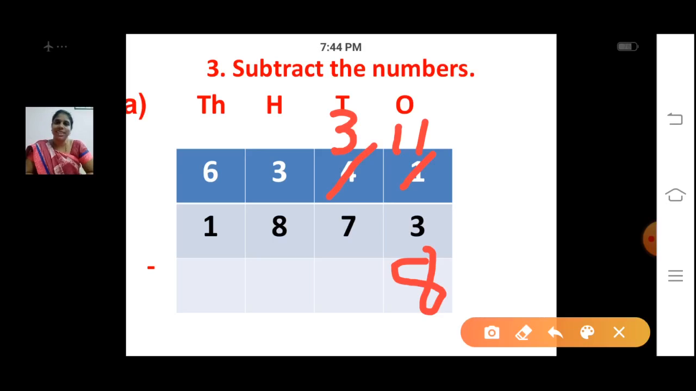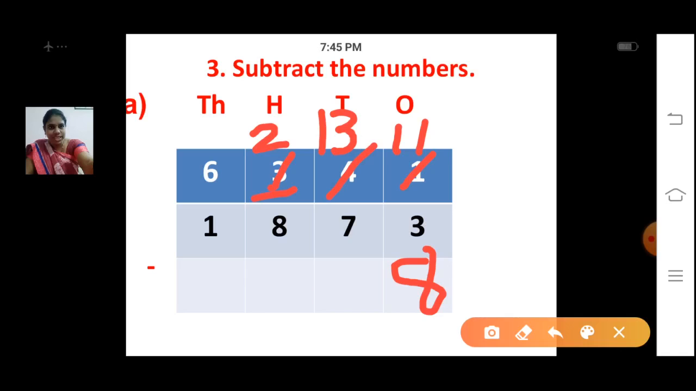Now let's subtract the tens place. Can you subtract 3 minus 7? Can you subtract from a smaller number? No. So what should I do now? Borrow now. From which place will you borrow now? To the left of that, what do we have? From the hundreds place. So what number do we have in the hundreds place? 3. So if I give 1, my hundreds place will become 2. And my tens place will become 13.